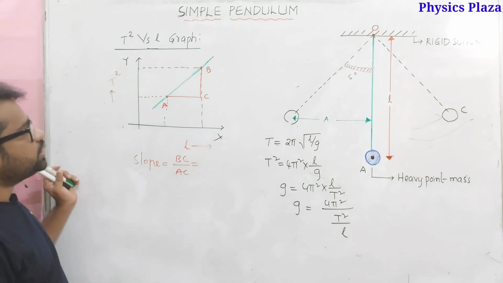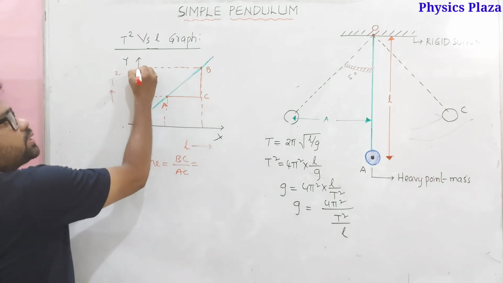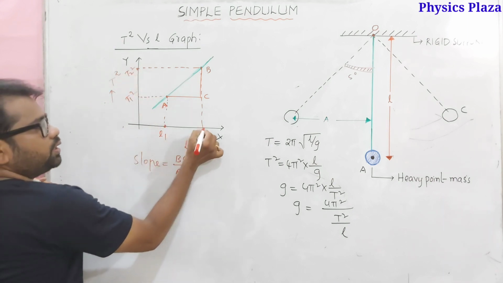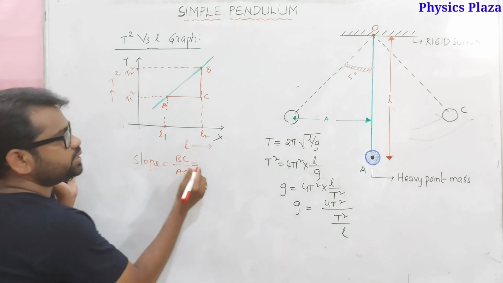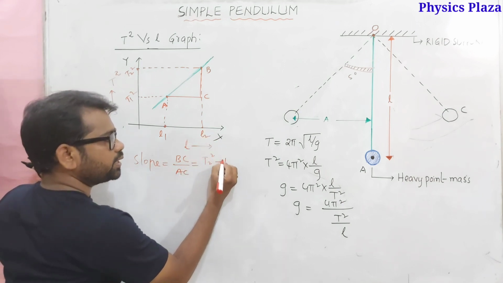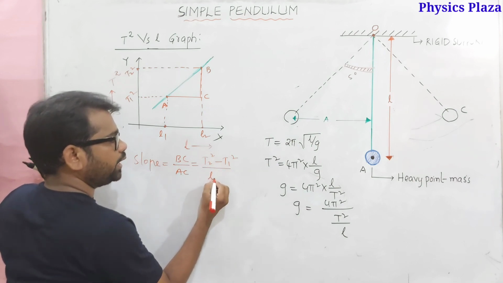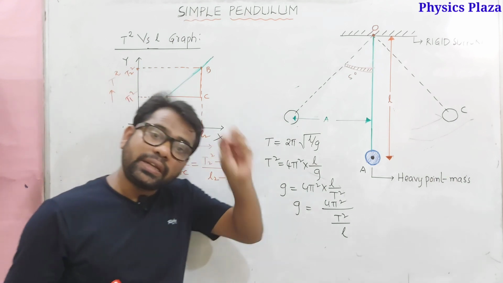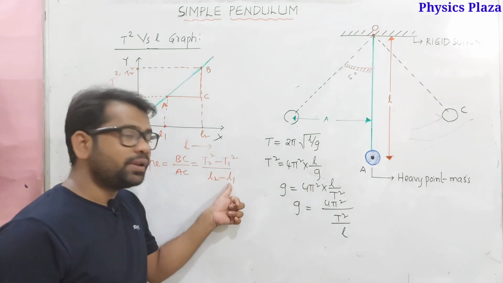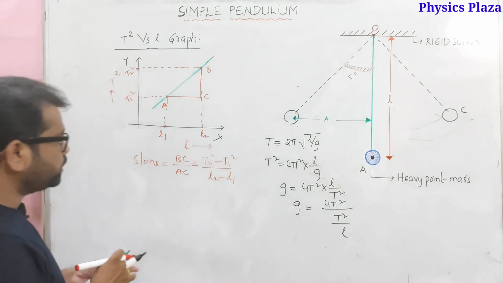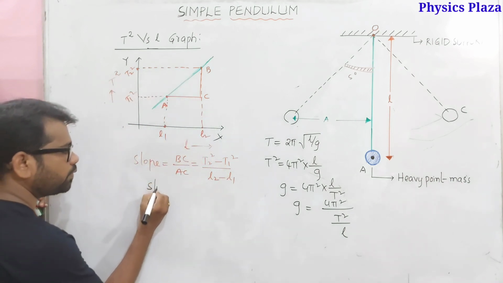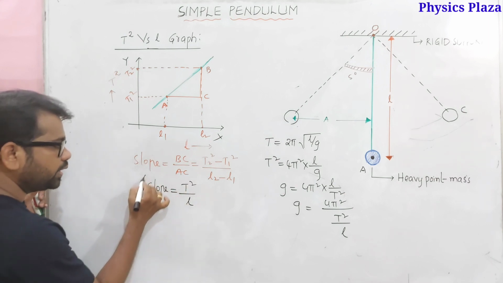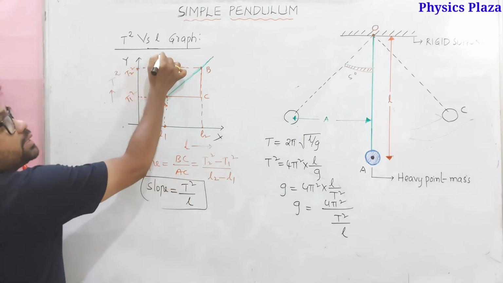BC by AC. Children, here BC is nothing but, for example, T2 square minus T1 square, with L1 and L2 as the lengths. Then the slope is T2 square minus T1 square by L2 minus L1. T2 square minus T1 square again gives a T square value, and L2 minus L1 again gives length. So the slope of the T square L graph is equal to T square by L only.